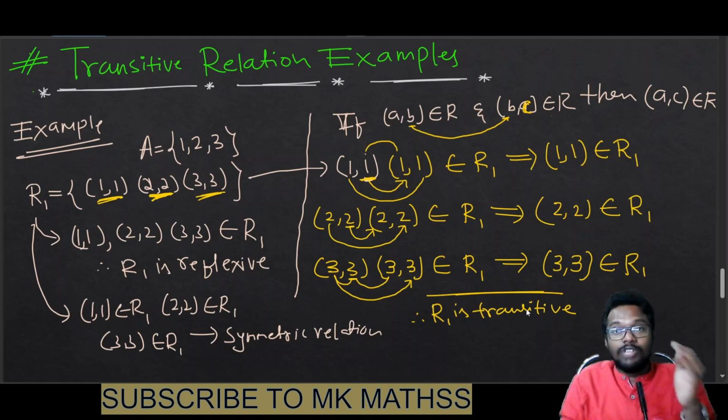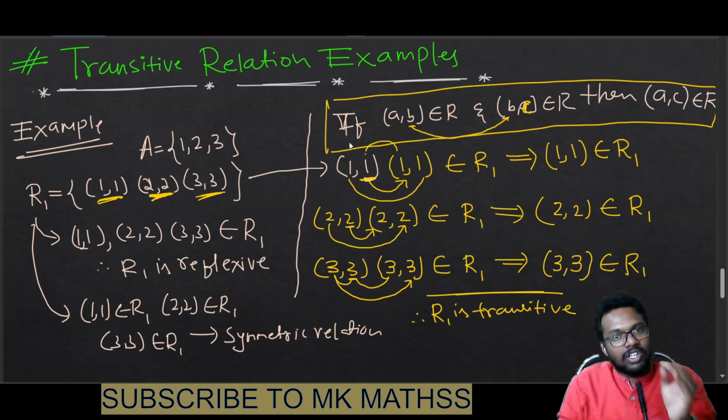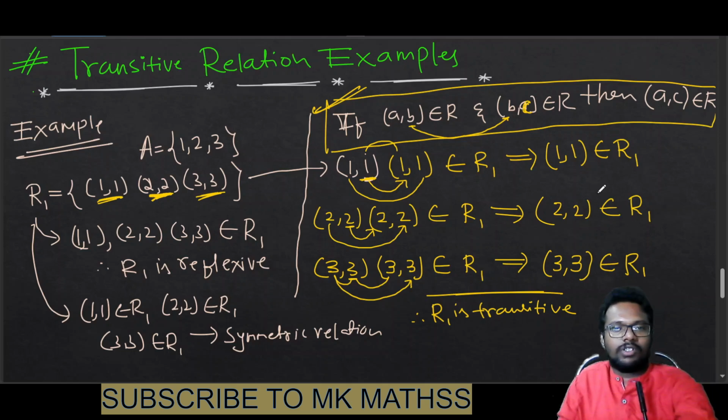We have to verify this definition for each and every ordered pair in the given relation. If each and every ordered pair in the given relation satisfies this definition, then obviously we can say it is a transitive relation. Okay, so let us check another example.